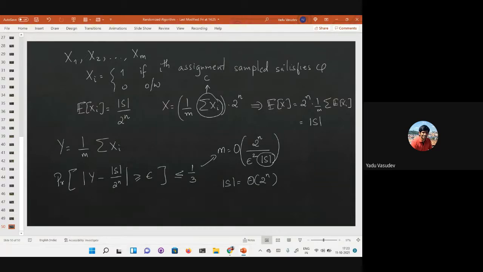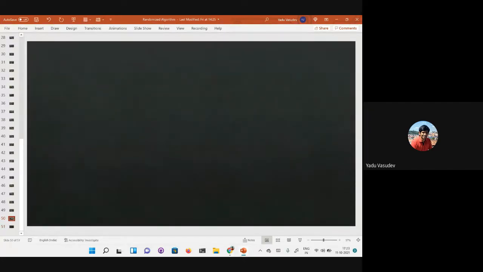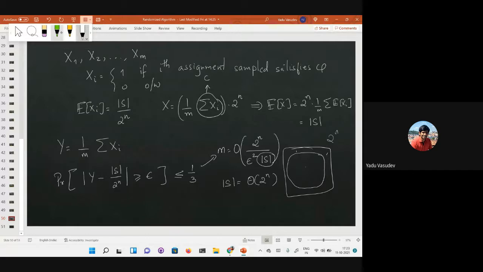This is fine as long as you're satisfying the condition. So you think of it like this: you have this large universe which is 2 power n, and there is some set sitting inside here. What this tells you is that if the set is large enough, it covers a very large area. Now what you're basically doing is throwing multiple darts, and you want to look at all the darts that lie inside here, and you don't want to consider any of the darts that fall here.